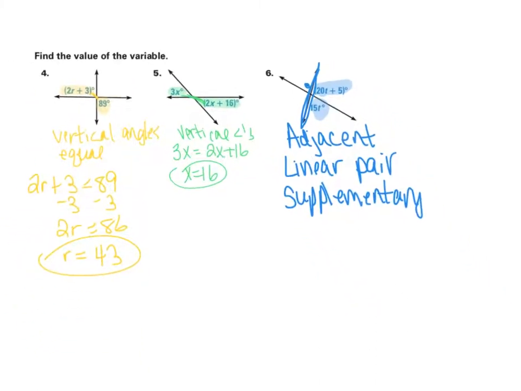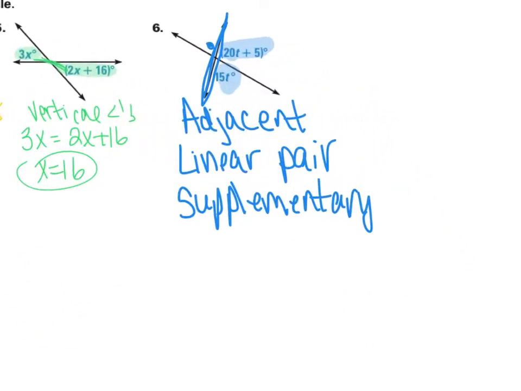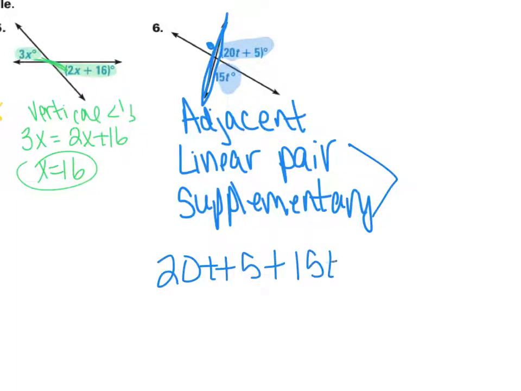Anytime two angles together make a straight line, that means we could either call them linear pair or supplementary. It's pretty interchangeable when you do that. But we know that when you add them together, 20t plus 5 plus 15t makes a straight line, so they are going to equal 180 degrees.